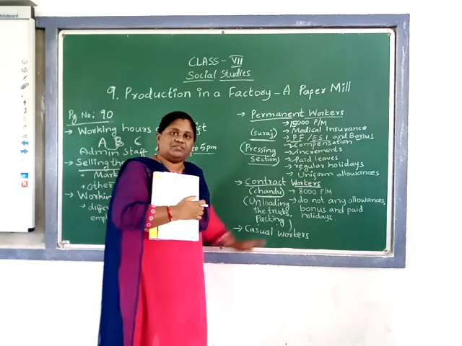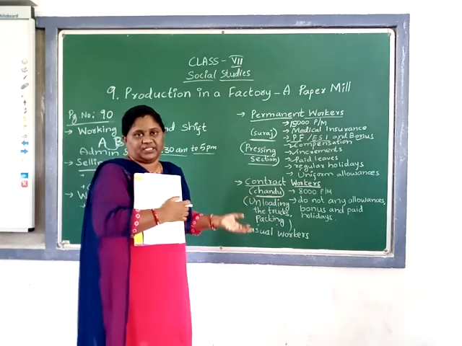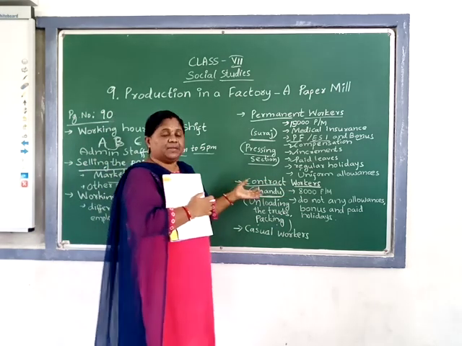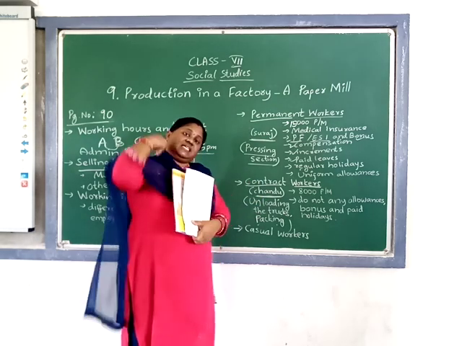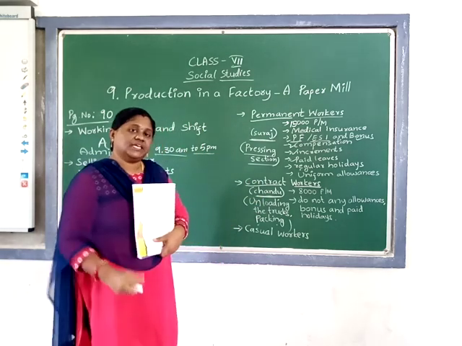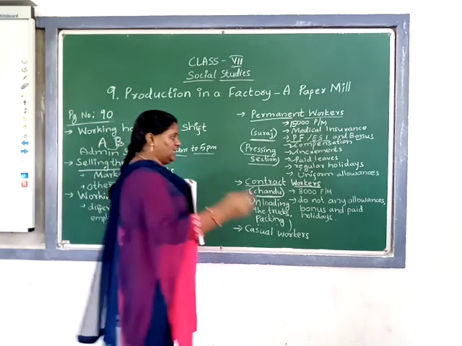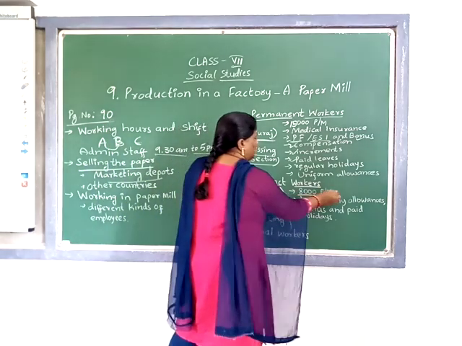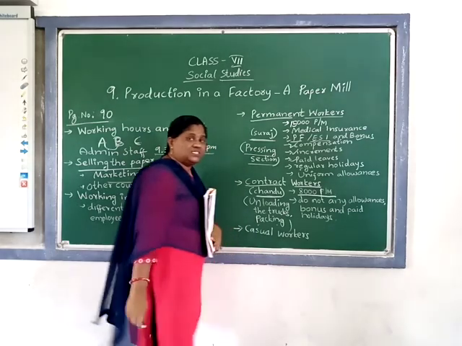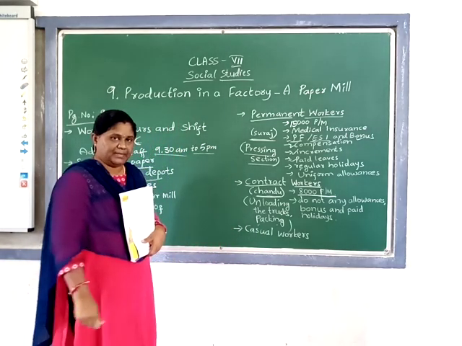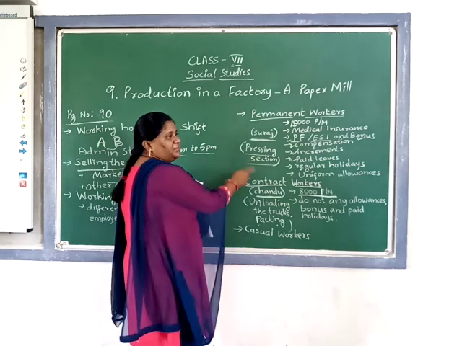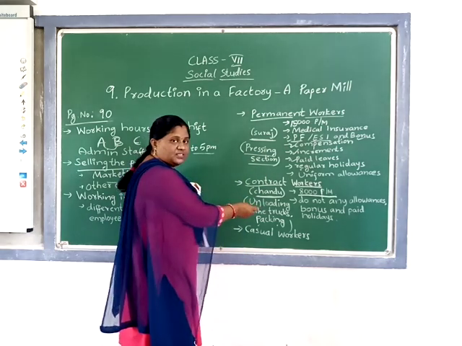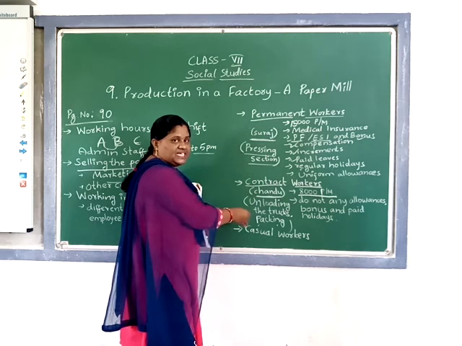Okay, and loading of the papers whatever they produced, right? So that type of work is done by the contract workers. So how much salary do these contract workers get per month? Only 8,000 per month. Okay, see, compared to the permanent workers, the contract workers are getting very little salary.